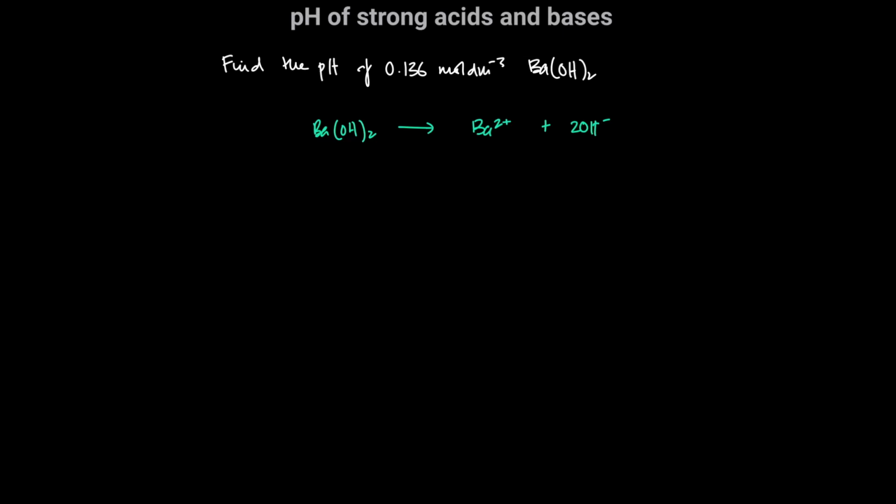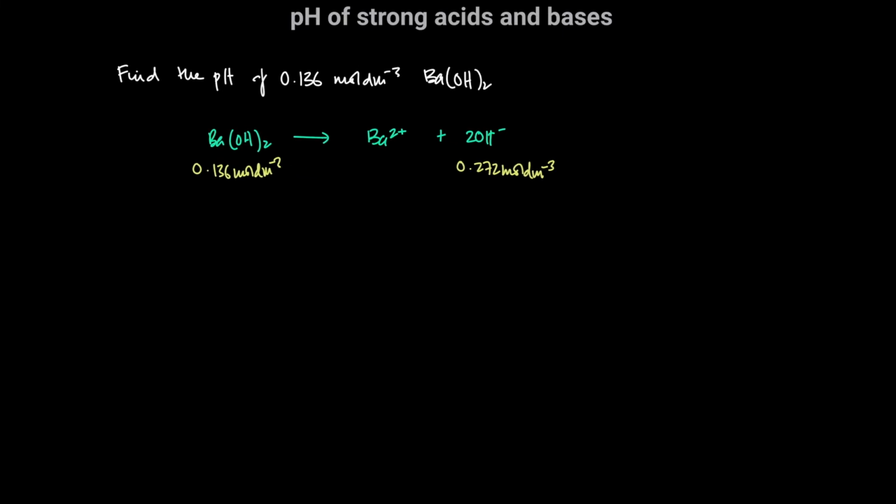Now over here, our concentration of barium hydroxide is 0.136 moles per decimeter cube. That means the concentration of hydroxide ions is 0.272 moles per decimeter cube, because for every mole of barium hydroxide, we form 2 moles of hydroxide ions. Now again, it's important to remember that we have an aqueous solution of barium hydroxide. Whenever we have an aqueous solution of a substance, it means that the following equilibrium also exists within that solution.